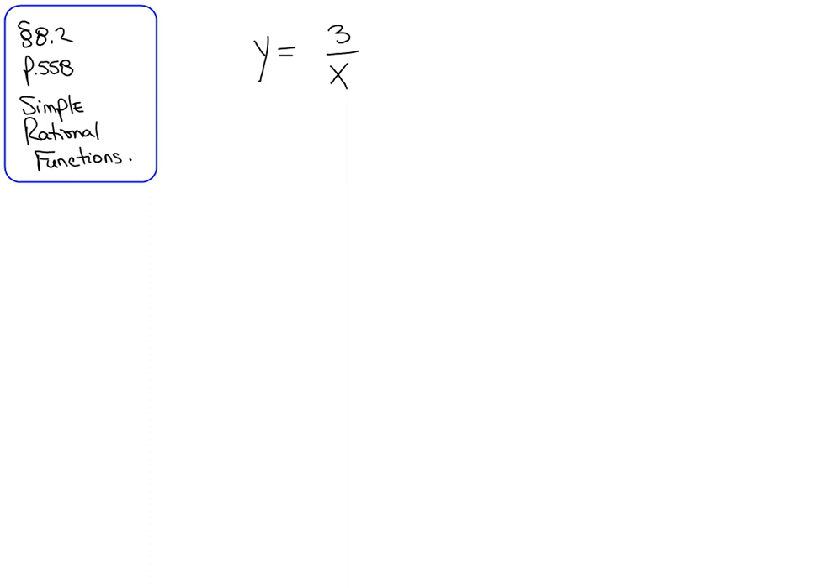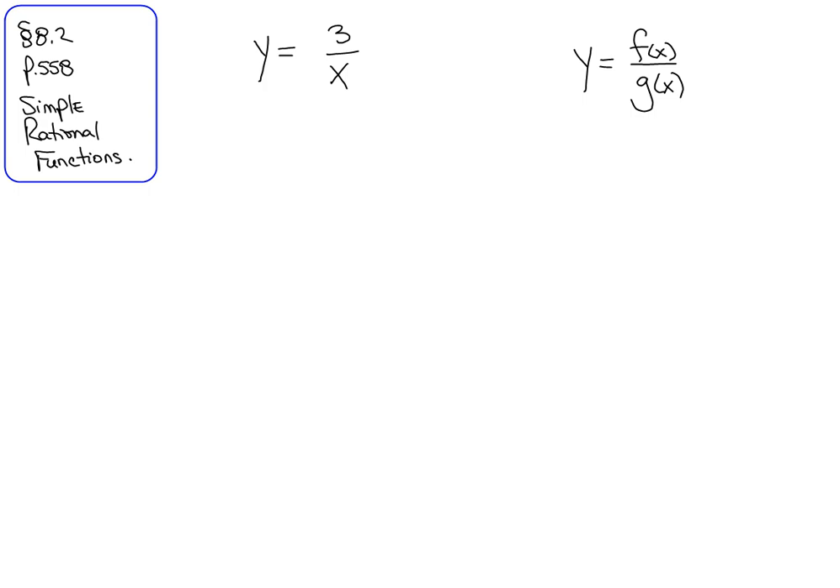This is a simple rational function. A rational function is something that's of the form y equals f of x over g of x, where f and g are some polynomials in the variable x. Now, the top one can be just a constant polynomial, a single number like 3. The bottom one has to be a polynomial that actually has an x in it. There has to be a variable on the bottom. There doesn't have to be a variable on the top.